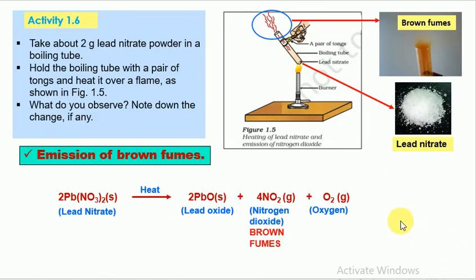One activity is given in your textbook. Take 2 grams of lead nitrate powder in a boiling test tube. And when you heat lead nitrate, what happens? See, lead nitrate is white in color. The crystals are white in color. When you heat lead nitrate, you can see brown fumes coming out from the test tube. So when you heat lead nitrate, emission of brown fumes occurs.